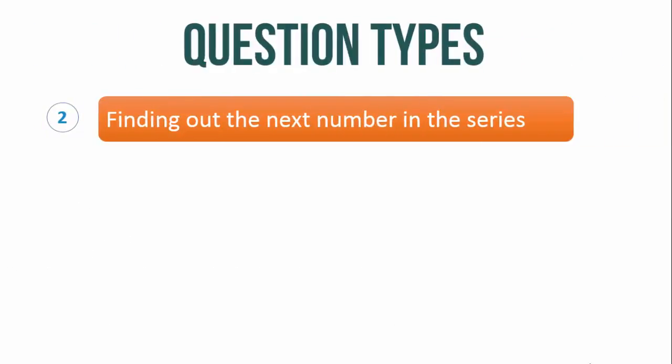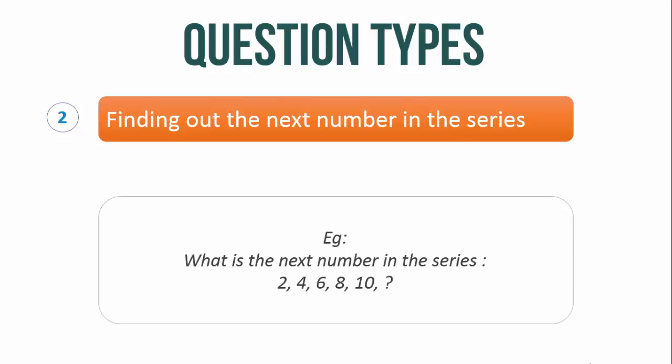The second kind of question will ask you to find the next number in the series. In the previous question, we had a series and a blank in between. Here you'll have a series and a blank in the end, or a question mark in the end. For example, the question will be framed like: what is the next number in the series? 2, 4, 6, 8, 10, question mark. So in this case, the next number is 12, that is 10 plus 2.